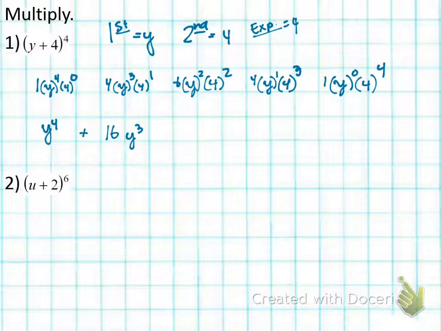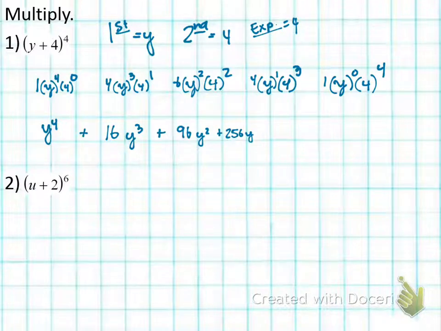Okay, next one, 4 squared. 4 squared is 16. 16 times 6 is positive 96. 96 times y squared is positive 96y squared. Continuing, next term, 4 to the 3rd is 4 times 4, which is 16, times 4 again is 64, times 4 out here is going to be 256. 256 times y to the 1st is positive 256y.